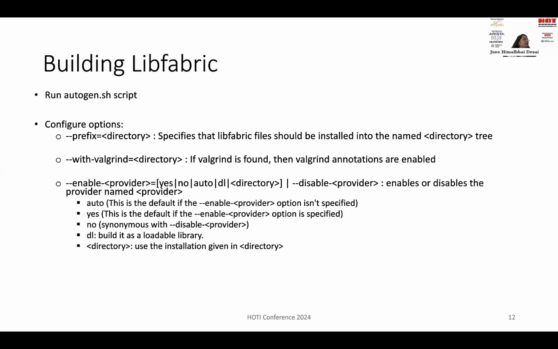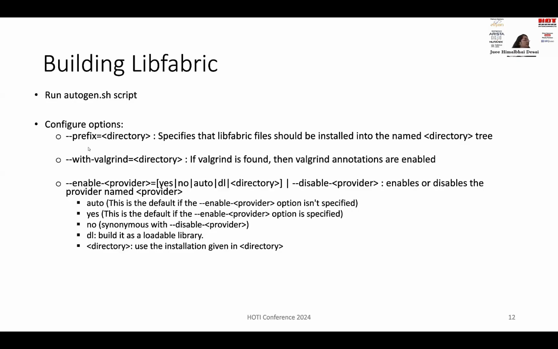Now let's see how we can build Libfabric. So the first step here is to run our autogen.sh script. That script will invoke all the GNU autotools and it will set up our environment to start building Libfabric. After we run the script, we can do the configure and then give some options here.